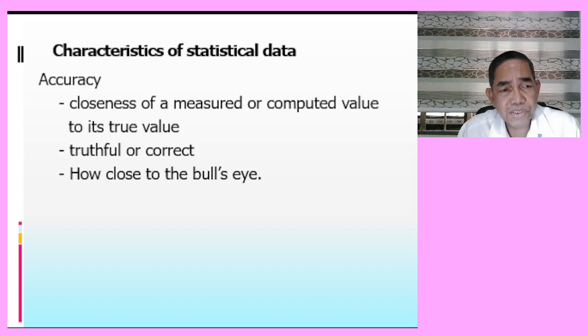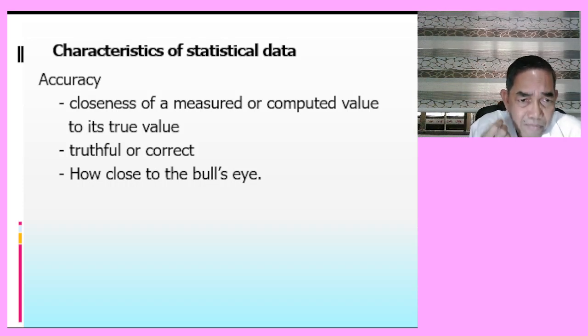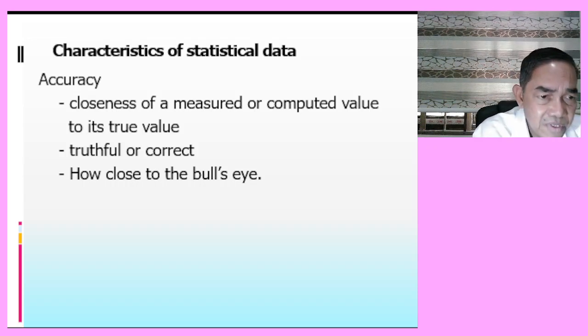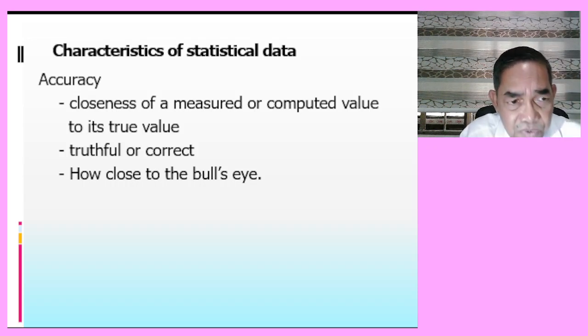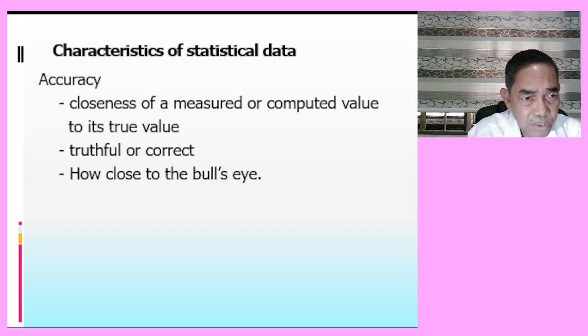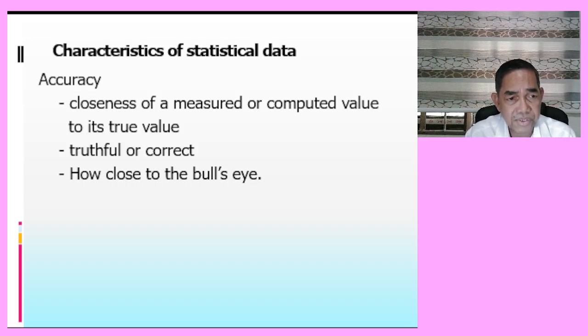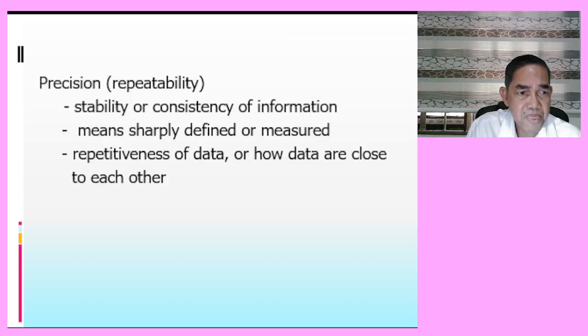Okay, let's talk of the characteristics of data that you collect, of statistical data. Accuracy means closeness of a measured or computed value to its true value. So that's also the same as truthful and correct. When we talk of the bull's eye, accuracy will be the closeness to the bull's eye, if the bull's eye is the true value.